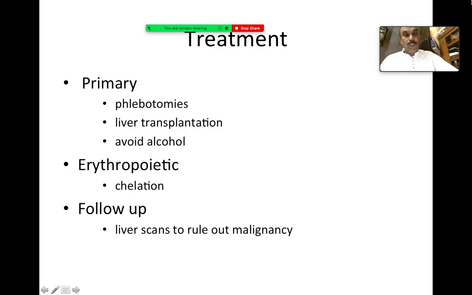Coming to the erythropoietic hemochromatosis, chelation therapy is the line of management. Okay, phlebotomies are not going to be effective. In the same way, in hereditary hemochromatosis, chelation therapy is not effective. Then follow-up advice is very important in order to evaluate the presence of hepatocellular carcinoma.